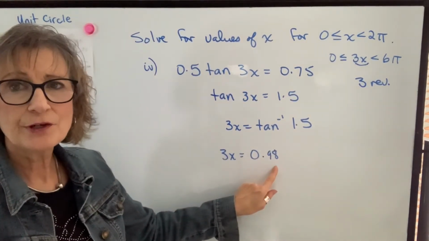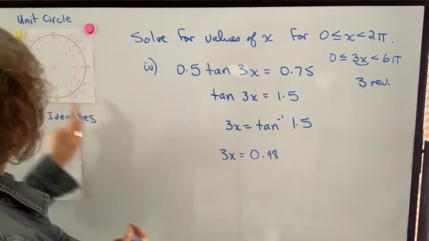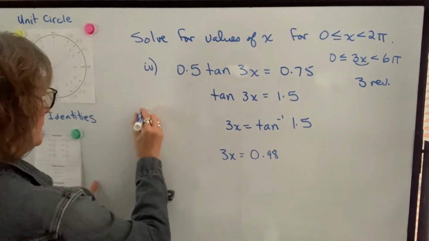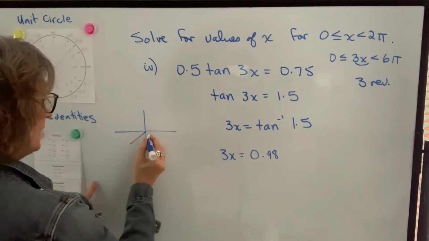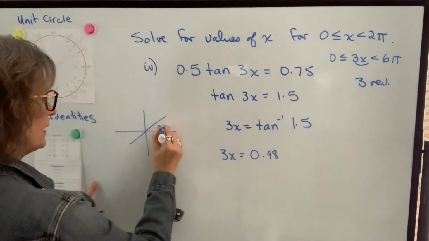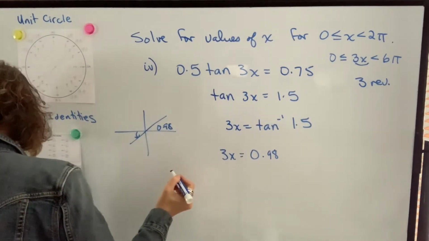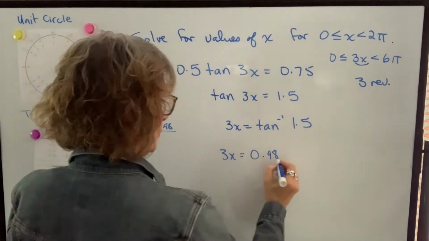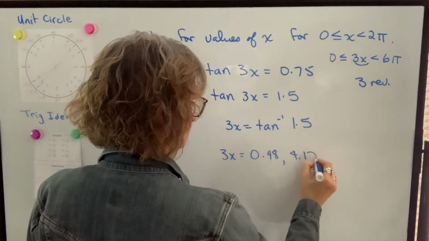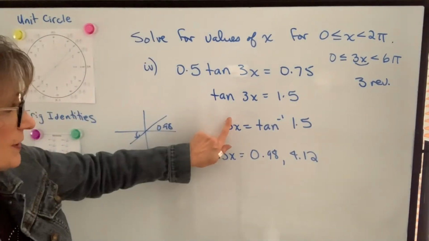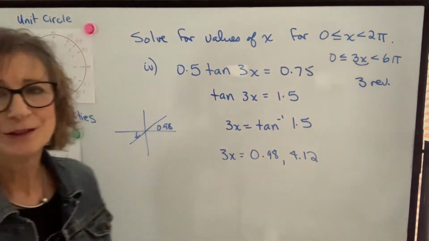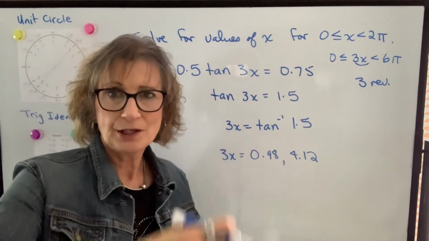We want to find the other angle. We know it will be in quadrant 3. So to find that angle, our rotation is 0.98. We add 0.98 to pi, and we will get 4.12. If that was just an x, we'd be done. But we have to go through another rotation.